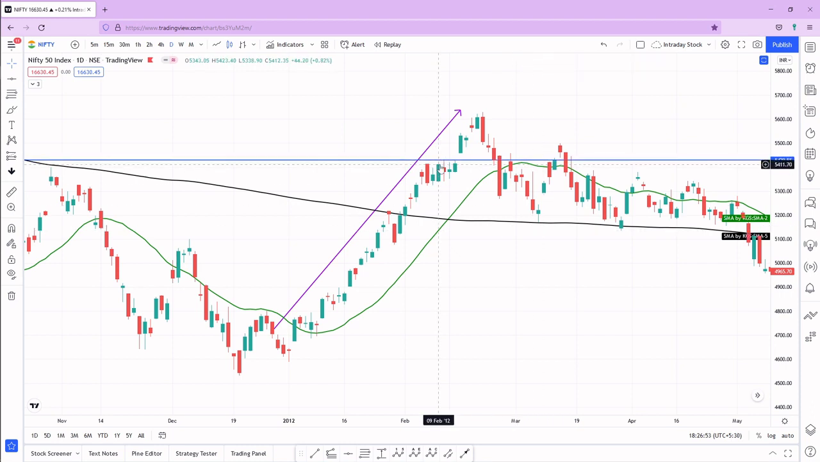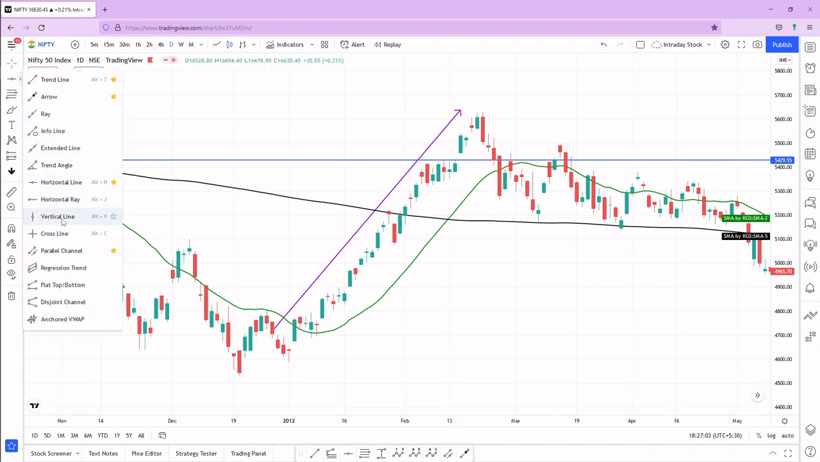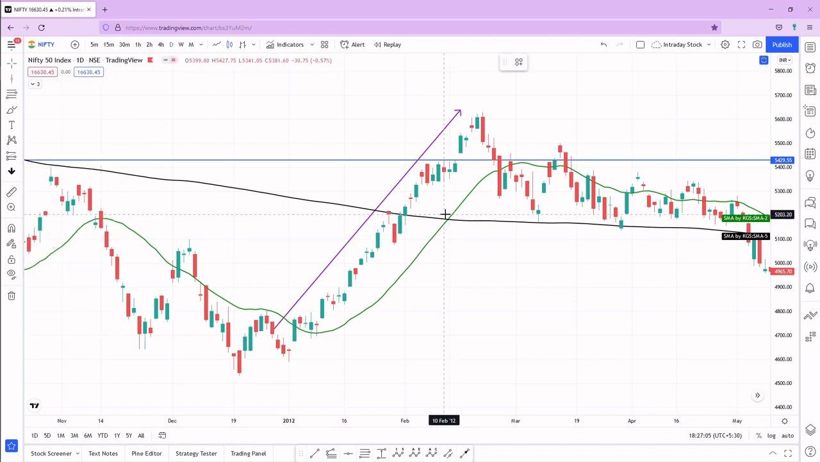Why am I saying this is the high? Okay, the candles are closing above the 20 SMA and 200 SMA, but the crossover has happened here only. Let me mark that as well with a vertical line. The crossover has happened here only. So I have to choose a high very recent to that. So this is the recent high which has been formed.